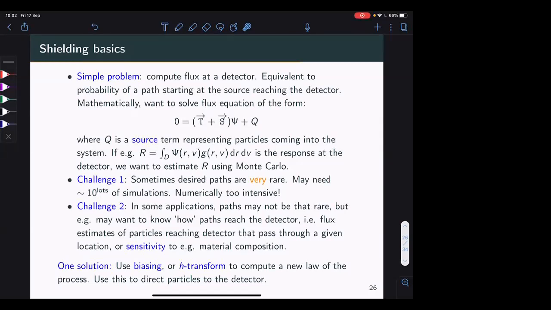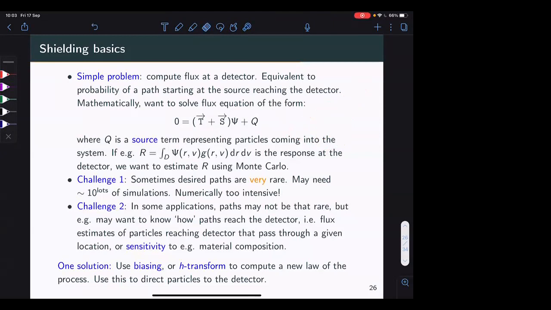The other challenge is perhaps not that things are rare, but that I may want to know what my flux looks like on the route to the detector. If I look at all the particles reaching the detector, how did they get here? Perhaps I have some region where something is not so certain. I don't quite know what's in that region. Suppose I make some change to my system here. How many of the particles reaching the detector went through that location? So now not only do I want to know the probability of some rare event, but also the probability of some rare event given something that happened over here.